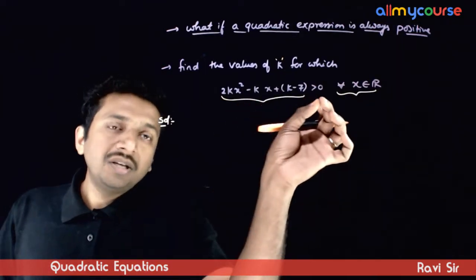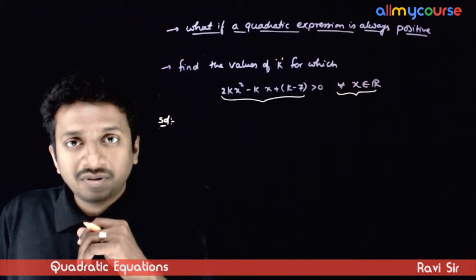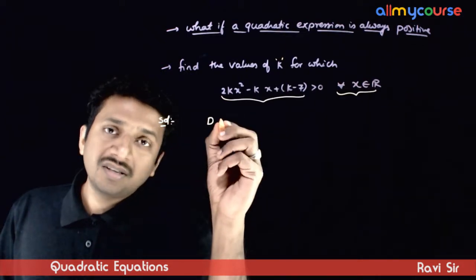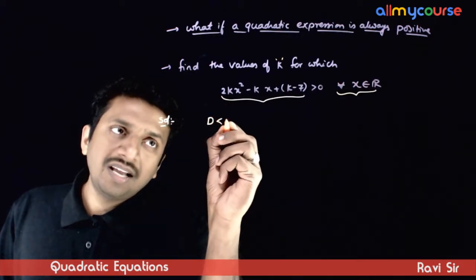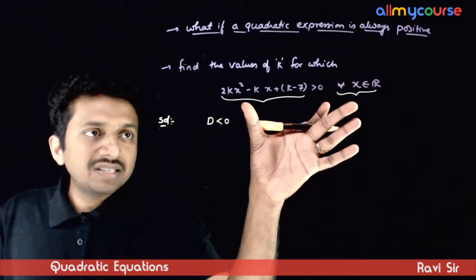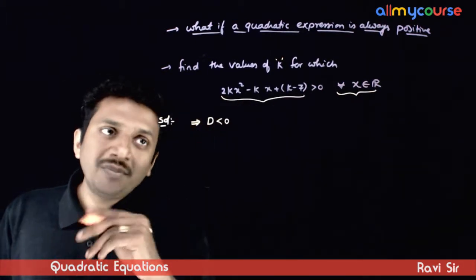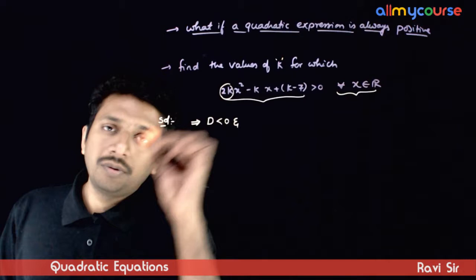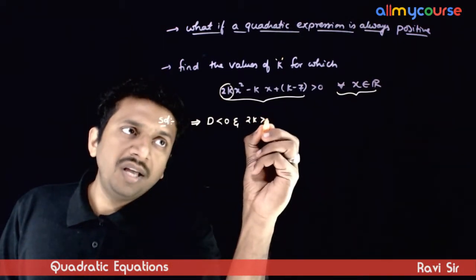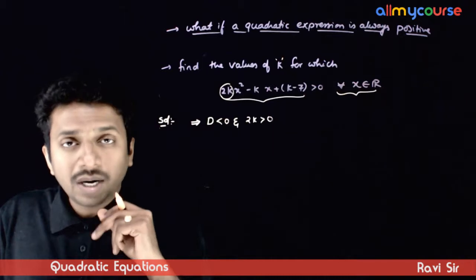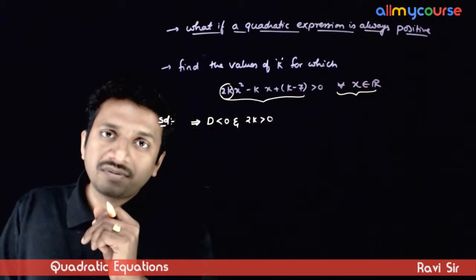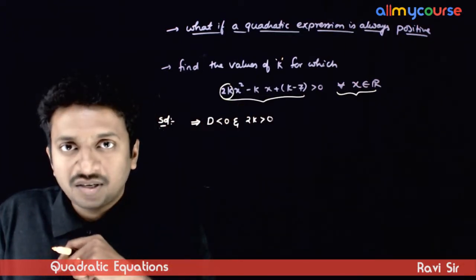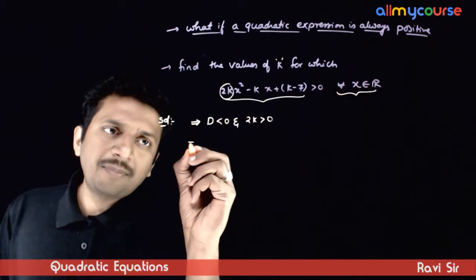So when will this expression be always greater than 0? This expression will always be greater than 0 if the discriminant of this expression is less than 0 and the leading coefficient, which is also an unknown, is greater than 0. There are two conditions for an expression to be always positive. The leading coefficient has to be positive and the discriminant has to be negative. So let us apply the conditions.